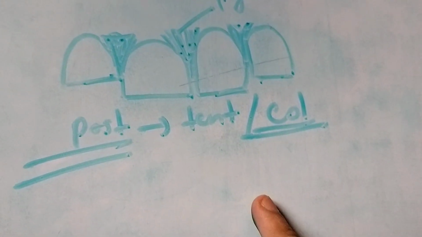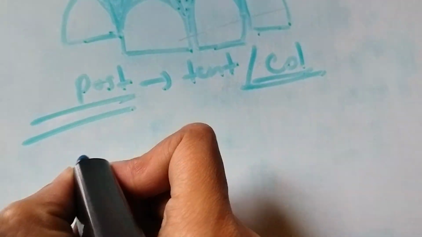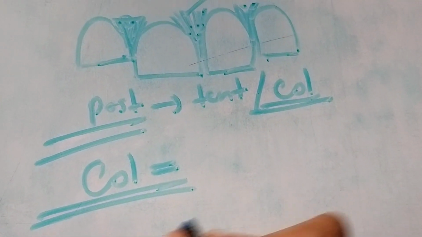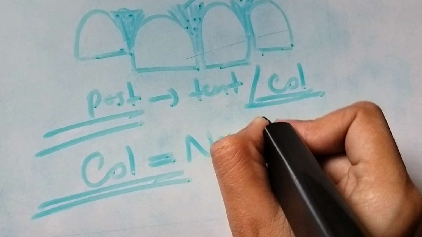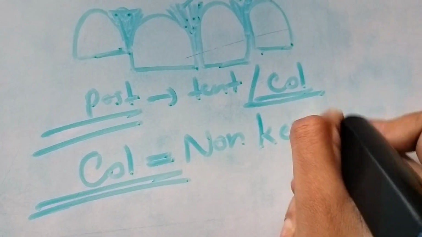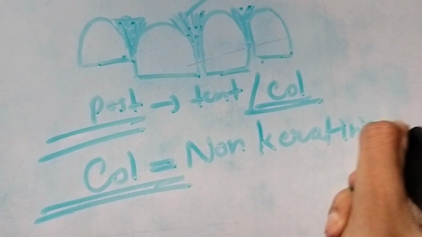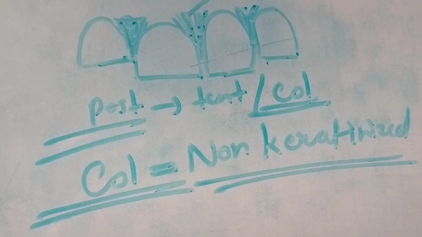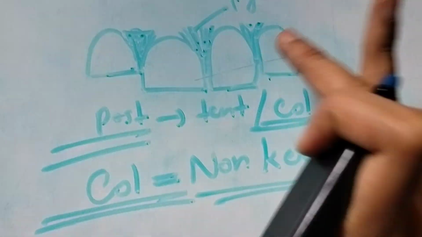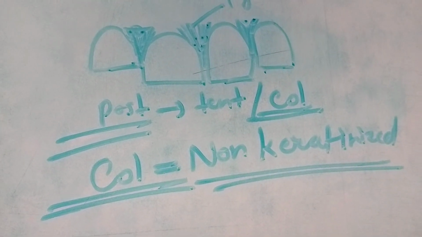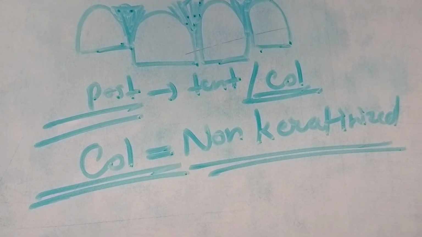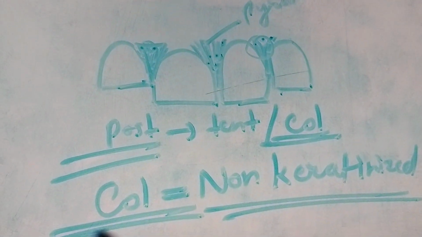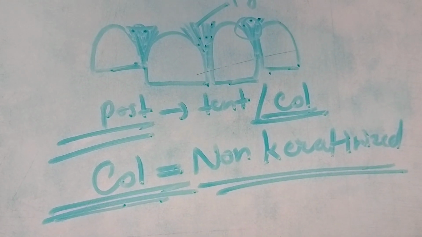So what is the col? The col is an interproximal area. It is non-keratinized. An MCQ is asked about the col. What is the col? The col is basically the interdental area, and it is non-keratinized. It is highly colonized by bacteria. This col is highly colonized by bacteria.